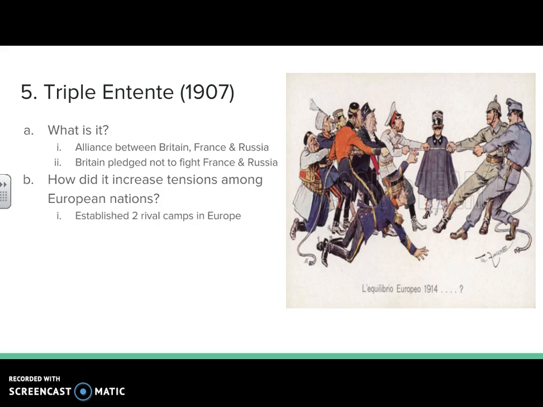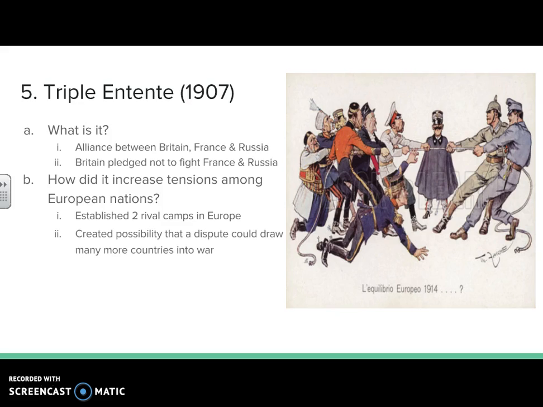Well, now that you have the Triple Alliance and the Triple Entente, you've basically established two rival camps in Europe. On one side, you have what eventually will turn into the Central Powers with Germany and Austria-Hungary, and Italy, although Italy doesn't ever really fight with Germany and Austria-Hungary. And then on the other side, you have Britain, France, and Russia.